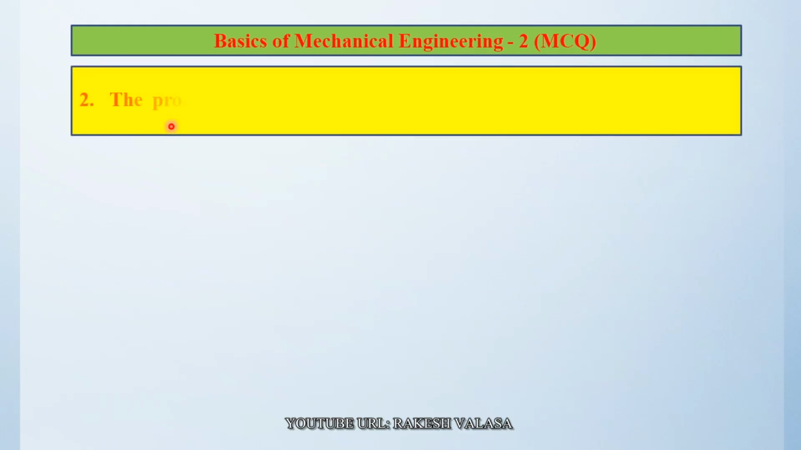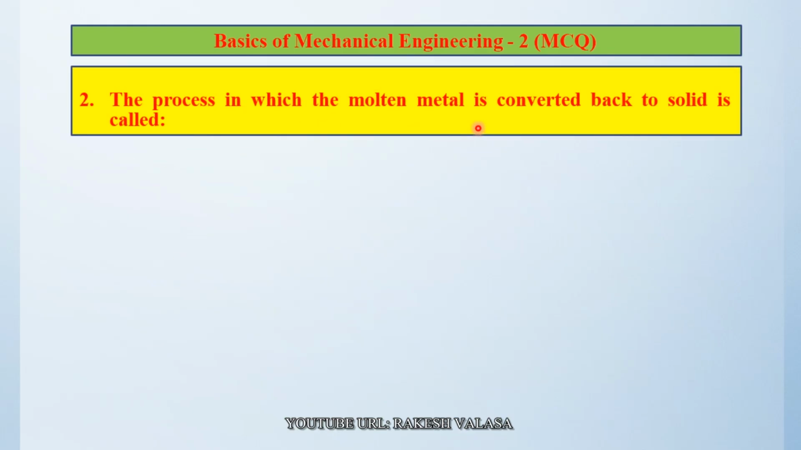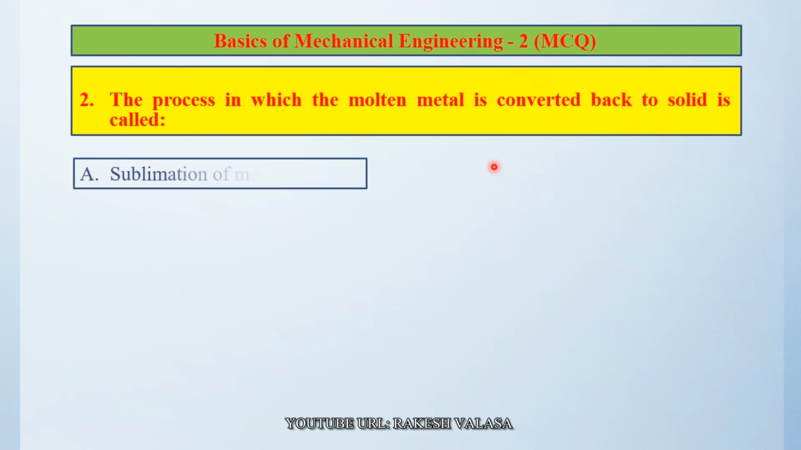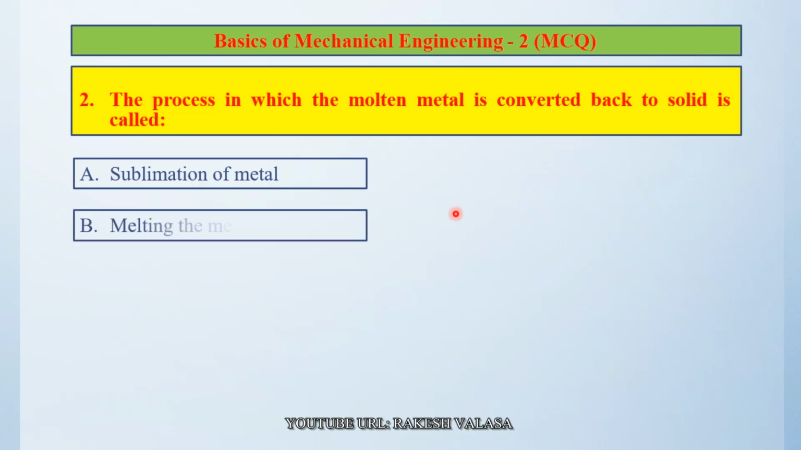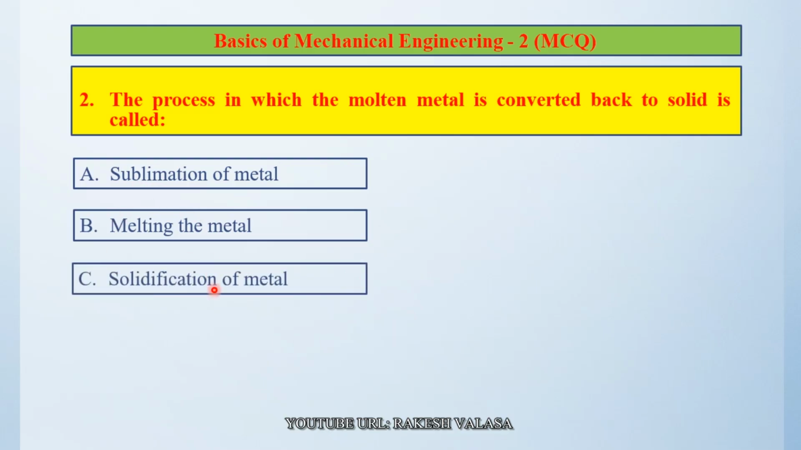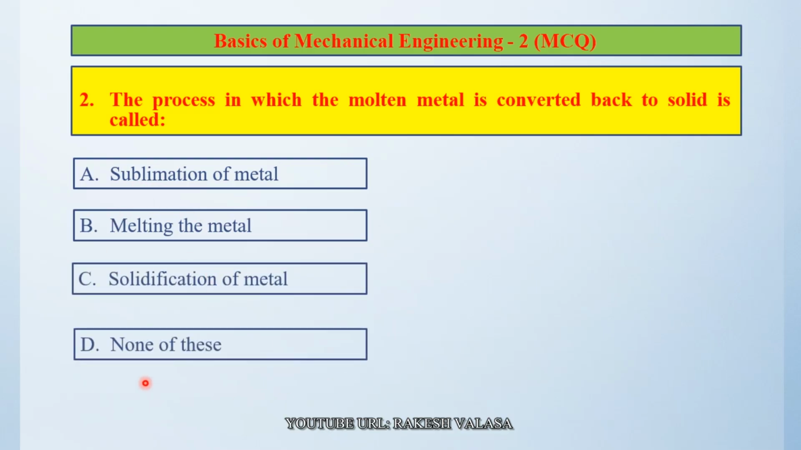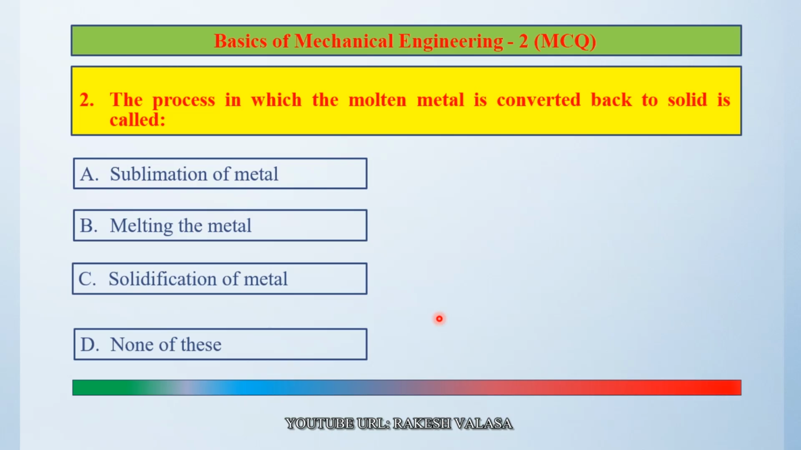Question number 2. The process in which the molten metal is converted back to solid is called option A, sublimation of metal. Option B, melting the metal. Option C, solidification of metal. Option D, none of these. The correct answer is option C, solidification of metal.